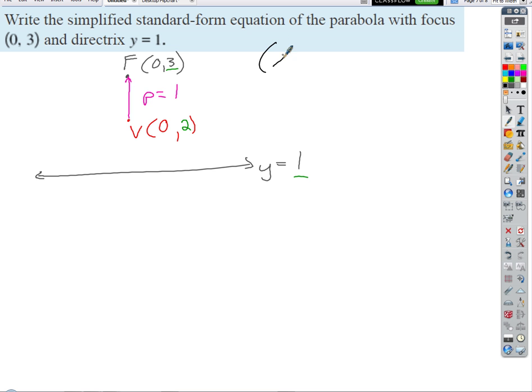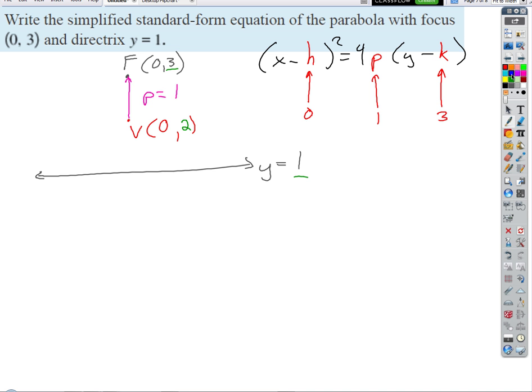So the standard form equation is going to be the x variable is being squared. And so it's going to be x minus h quantity squared equals 4p times y minus k. I got to be able to plug all those 3 things in, right? So I'm plugging in 0 for h, 3 for k, and 1 for p, right? So what's that look like?